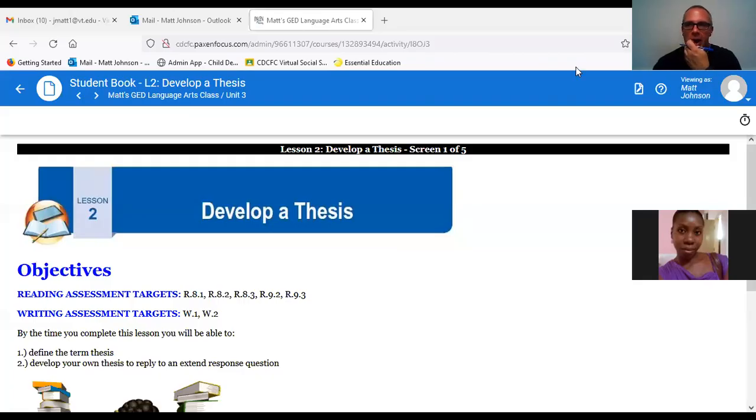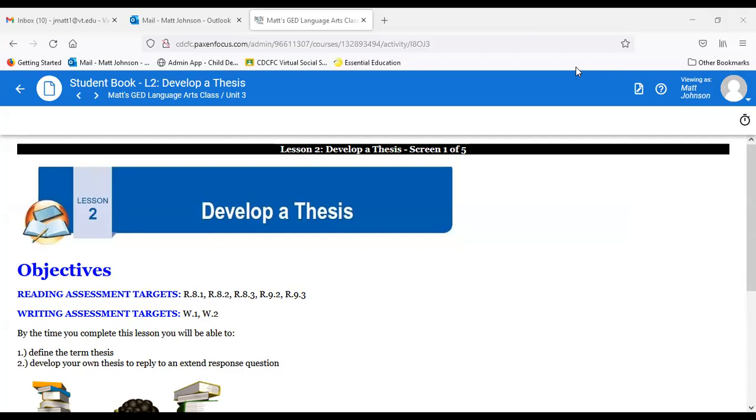Okay. So today we're working on developing a thesis. And it is a super important lesson. And what I really like about it, it's really well put together. It's going to take us step by step on how to do that. We're going to have templates we're working with. So a lot of good material in here to help us with our writing.